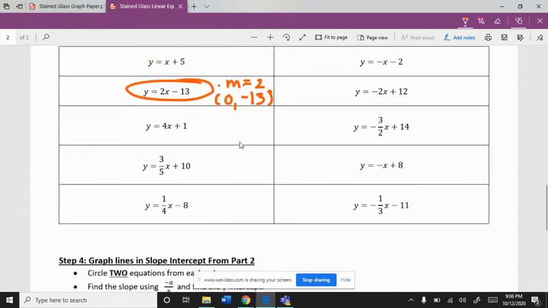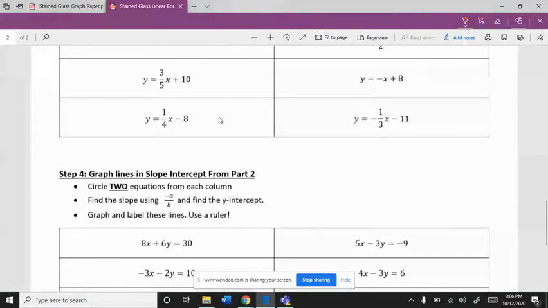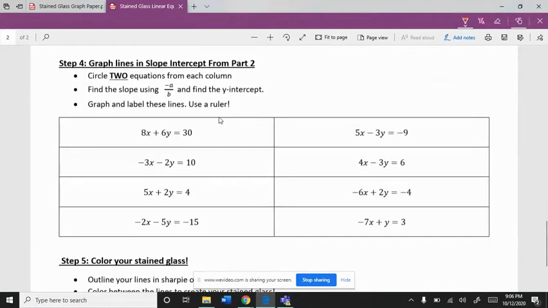Then, after you get done with step 3, you can move on to step 4. You're not going to have too much to do for step 4 because it says just circle 2 equations, and we're actually going to do one together. So as long as you watch this video, you're getting a free answer, and you'll only have one other one to do.